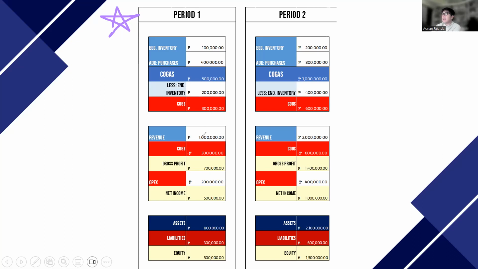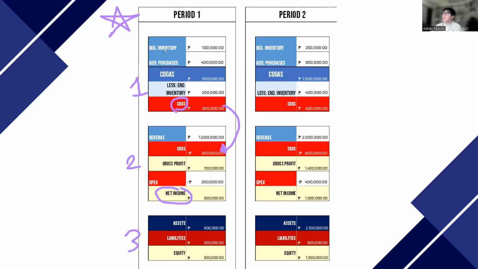And let's say, for this example, you have a revenue of 1 million. So you can get your gross profit of 700,000, because this COGS came in. So 1 million net sales minus COGS gives gross profit. And then let's say your OPEX is 200,000. Your net income will be 500,000. So there are three things here. One is your cost flow that will give you your COGS. Second will be your comprehensive income that will give you your net income. And then you have your assets, liabilities, and equity of 800,000, 300,000, and 500,000.